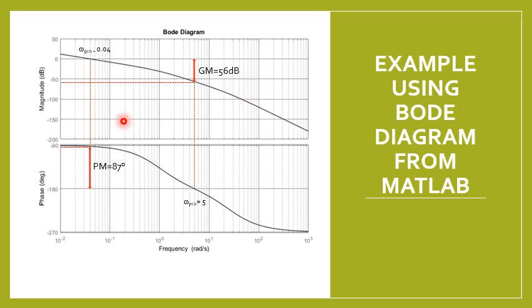And to determine the phase margin, go to the magnitude plot and find the omega GCO, which is the frequency when the magnitude plot crosses the 0 dB line. Then go down to your phase plot and read the phase value at that frequency. It is approximately minus 93 degrees. So substitute that into your phase margin formula. You will get your phase margin to be 87 degrees.